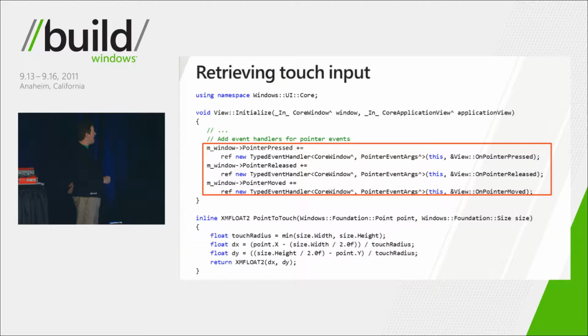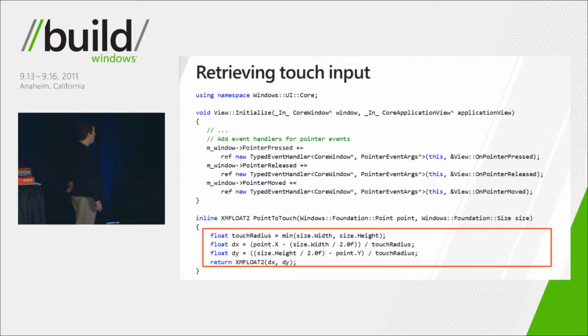In this example, I have a view object that I have all of my event handlers set up on: view, on pointer pressed, released, moved. And then I set these event handlers using this notational syntax. This is a simple function that I'm going to use on the next slide. I'm basically converting touch radiuses to actual touch points in order to use for hit testing in UI.